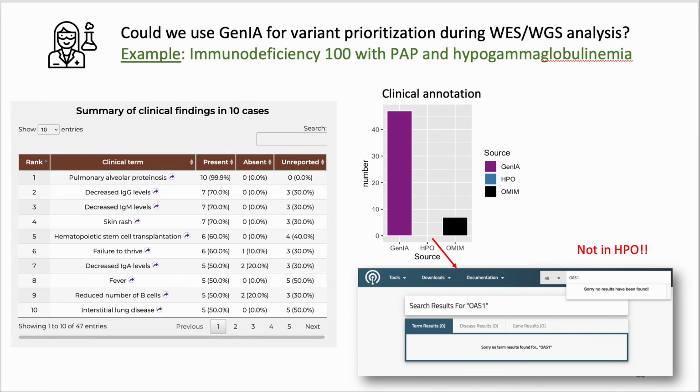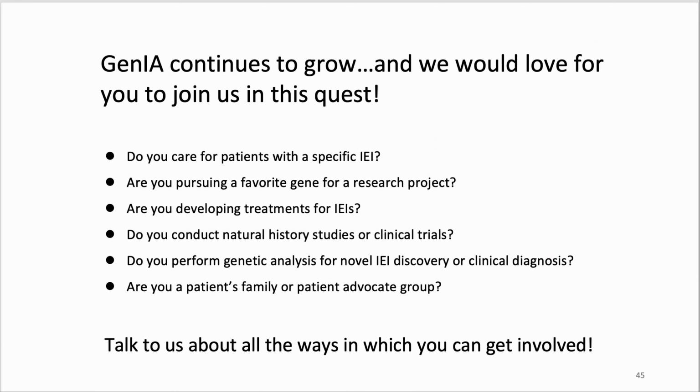Furthermore, you can see here that we provide significant amounts of clinical annotation for conditions that are sometimes absent in the HPO database. And in summary, this is just a quick sneak peek of what GenIA is able to do, but there are many other ways in which this can be used, one of which is currently being discussed with ClinGen, because a lot of the information that can be provided about penetrance and other features of inborn errors of immunity can help ClinGen curators develop new and better guidelines for IEI gene variant classification.